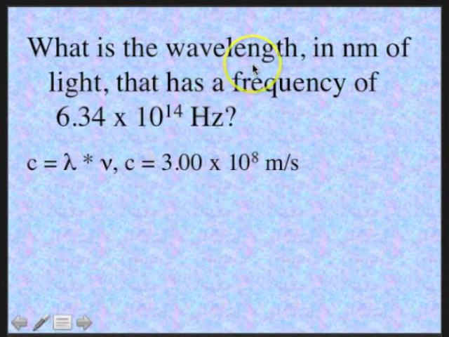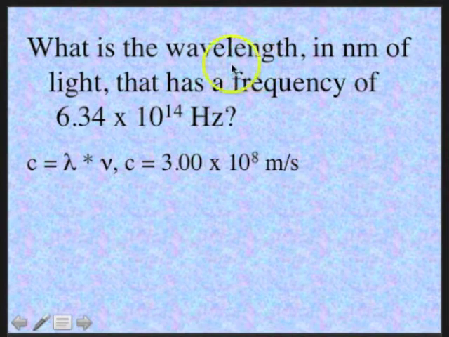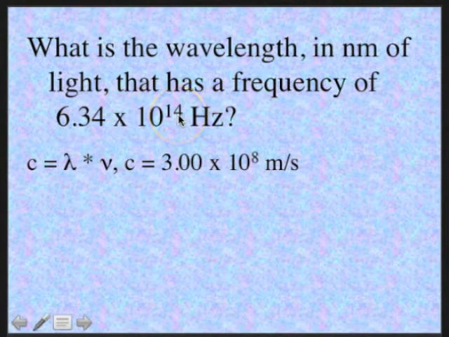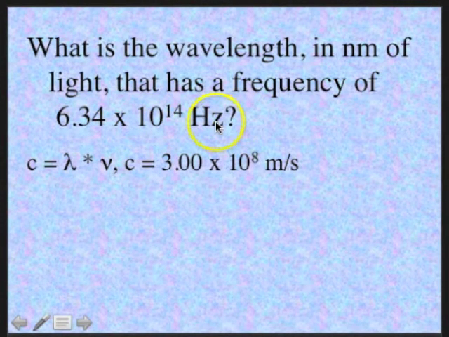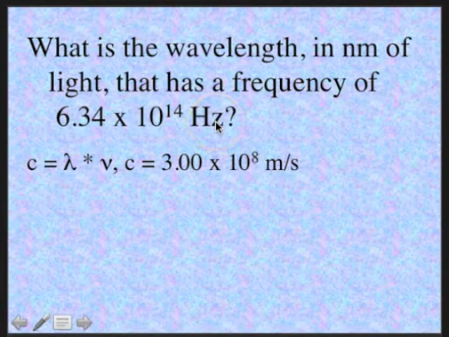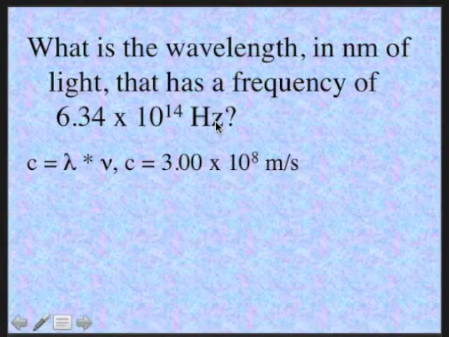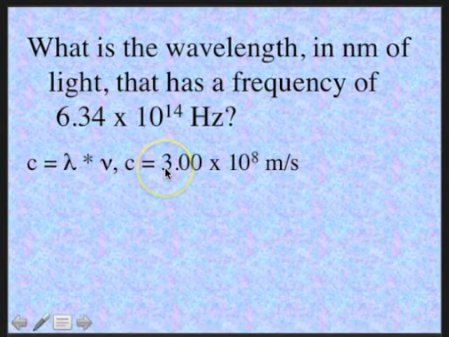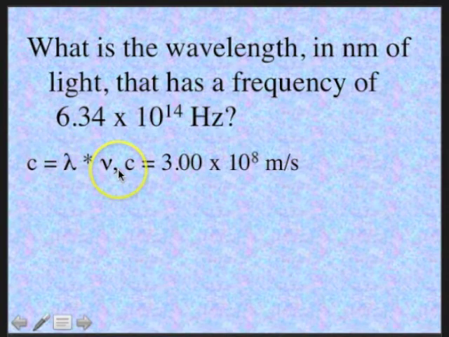What is the wavelength in nanometers of light that has a frequency of 6.34 times 10 to the 14 hertz? And as I said, hertz is the abbreviation that we use for cycles per second. So, can you calculate wavelength? Turn off the video and see if you can do it.